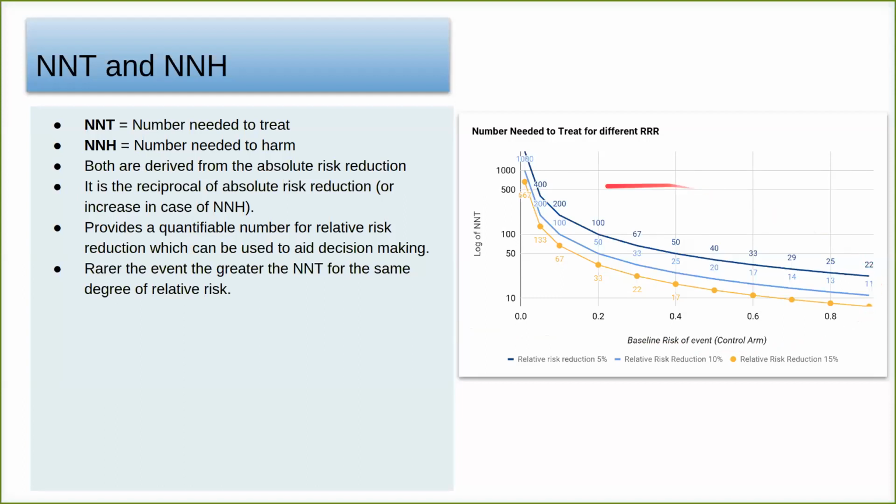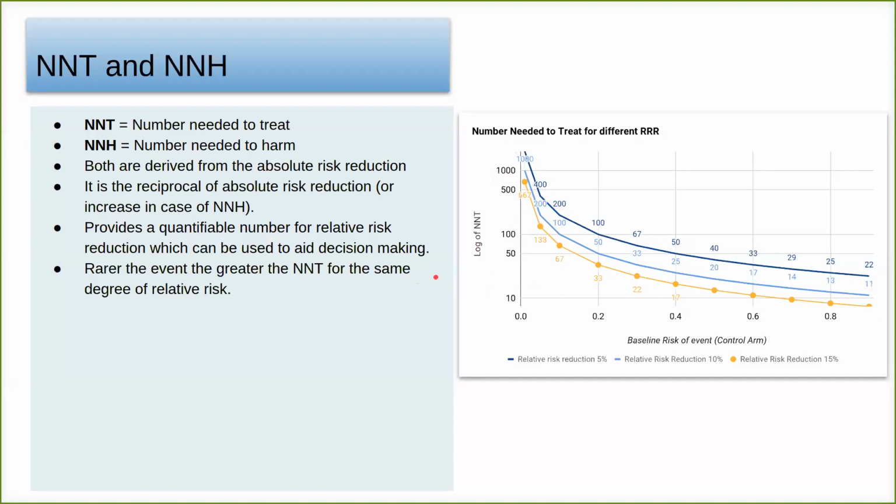Now, I plotted what happens to the number needed to treat for different levels of relative risk reduction based upon different baseline risk of event in the control arm. See this. In case your baseline risk of the event is very high, say 80%, even a small relative risk reduction of 10% results in a very low number needed to treat, which means you will be mostly using this intervention in your patient population. On the other hand, look what happens over here. At a baseline risk of around 10%, same relative risk reduction, the number needed to treat increases to 200. Please note that this is a logarithmic scale given so that you can actually see these numbers.